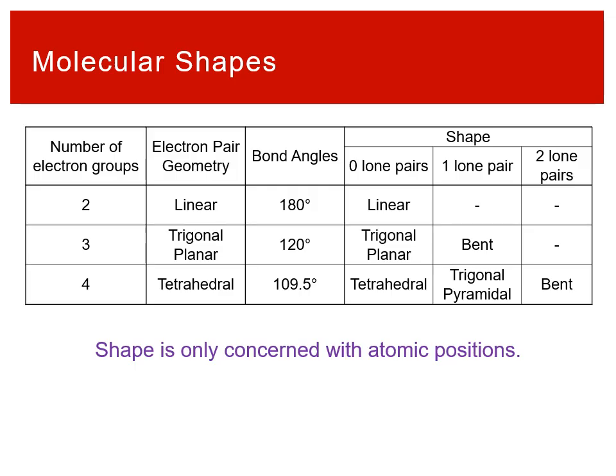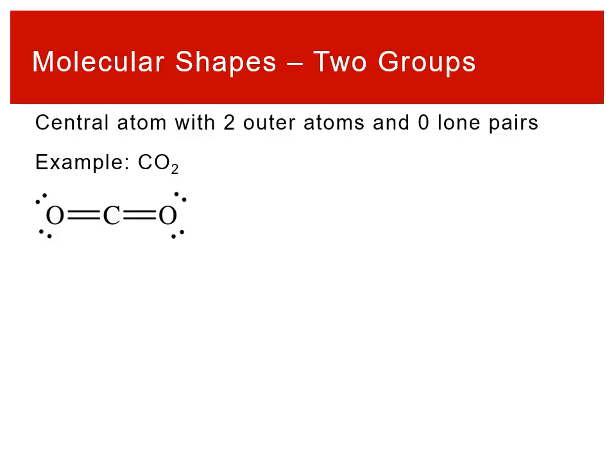So electron pair geometry is this information in the table, what we had right here. And then what we want to talk about is this new information dealing with shape. When we're talking about electron pair geometry or molecular shapes, it starts with the same idea: how many groups do you have? The lowest number of groups you can have on a central atom is 2. So you could have a central atom with 2 outer atoms and 0 lone pairs.